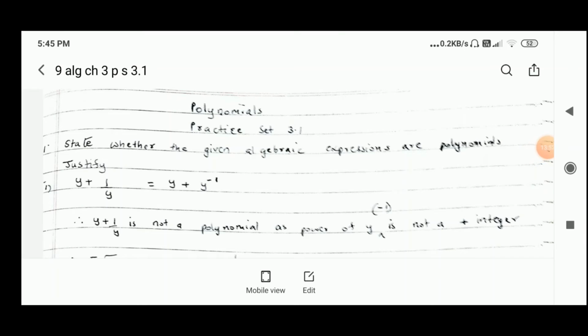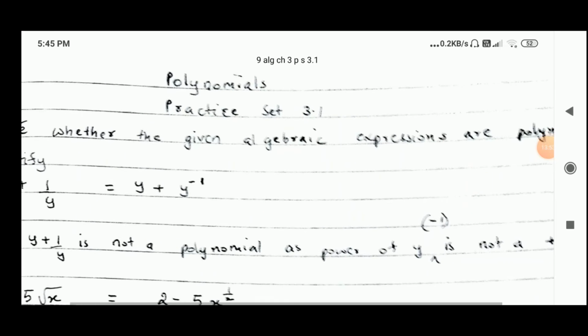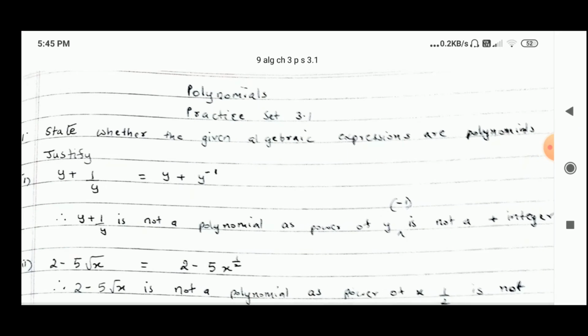Now let us see the practice set 3.1. State whether the given expressions are polynomials or not, and then you have to justify. Now y plus 1 upon y is equal to y plus y raised to power minus 1. Since the degree or the power of y is minus 1, which is not a whole number, therefore it is not a polynomial.